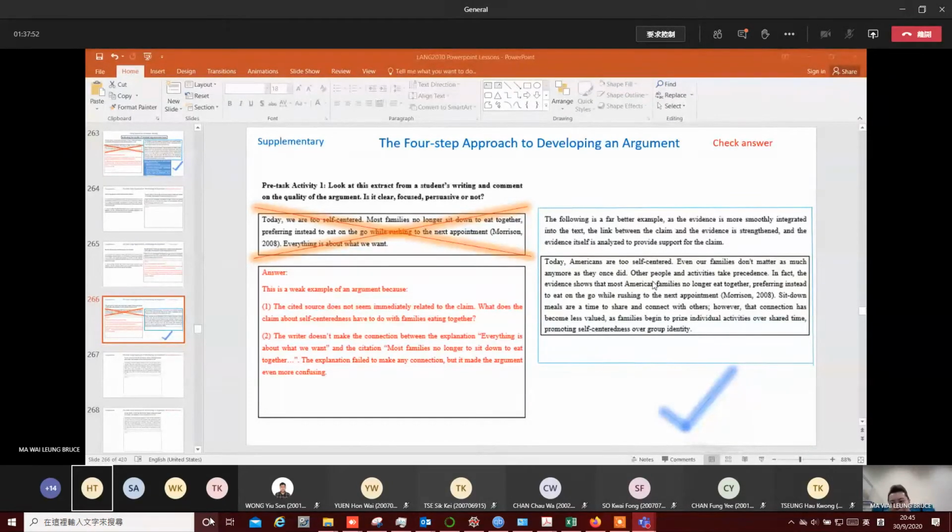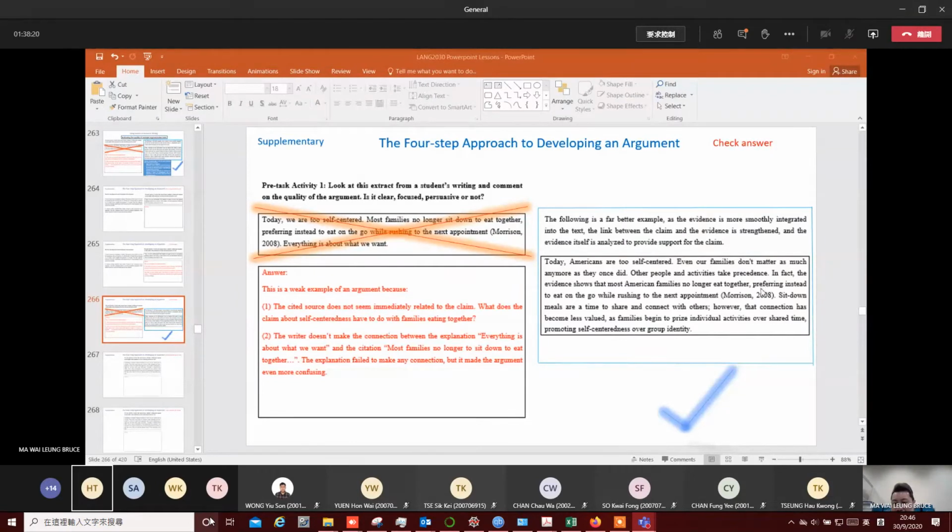The citation is about family dinner, but the topic sentence is about Americans being too self-centered. So I need something in between to fill the gap about a scenario. I'm talking about families, self-centered. Is it self-centeredness' impact on families? See here, this is what I add: even our families don't matter as much anymore as they did before. Other people and activities take precedence.